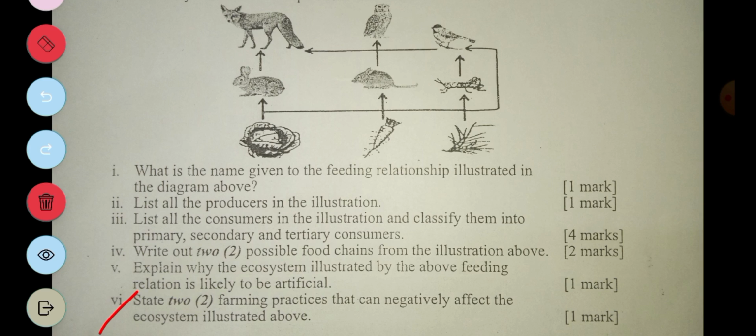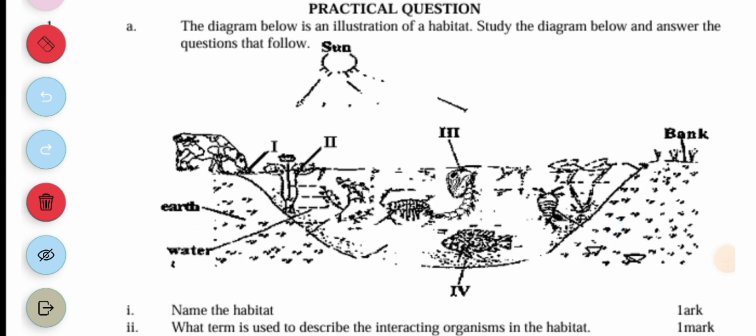Then the sixth says, state two farming practices that can negatively affect the ecosystem illustrated above. So overgrazing in livestock farming can affect this, and then also the use of pesticide can also affect this food chain. We have the diagram below, which is an illustration of a habitat. Study it and answer the questions that follow.